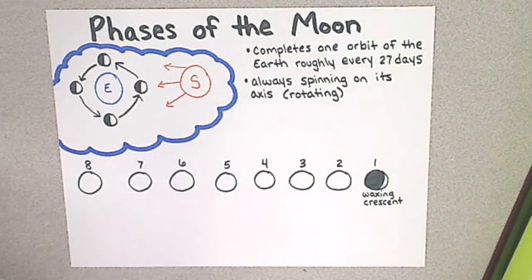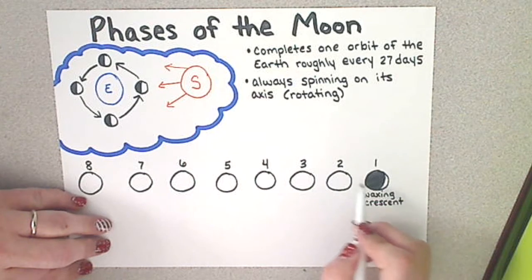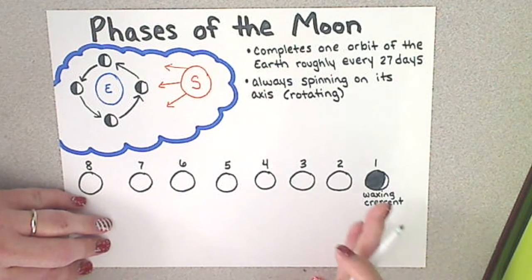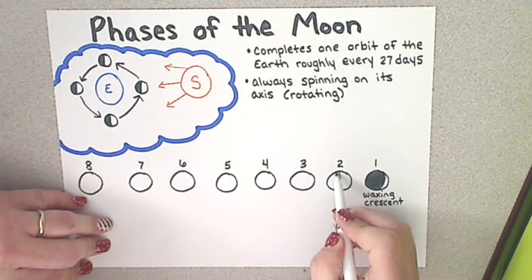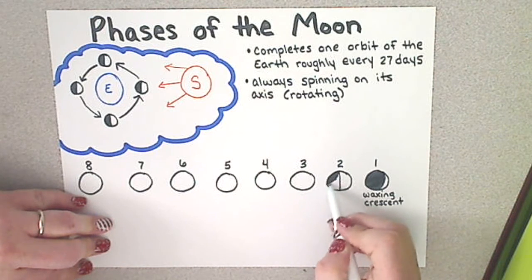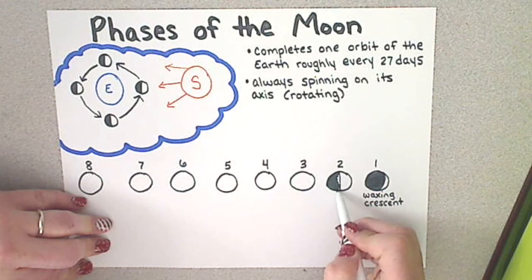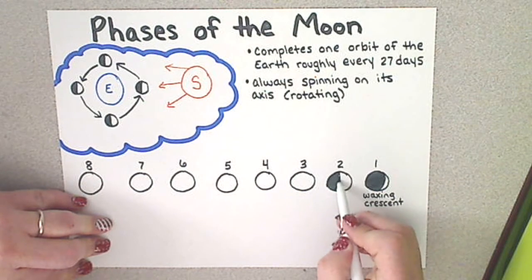So we start with just this tiny little sliver. And then throughout a few days, the light continues to expand. It waxes on more and more until we get to our first quarter.